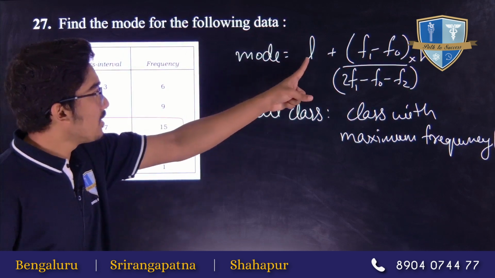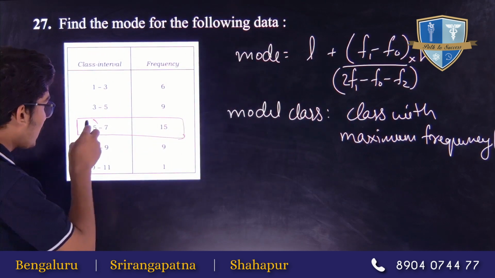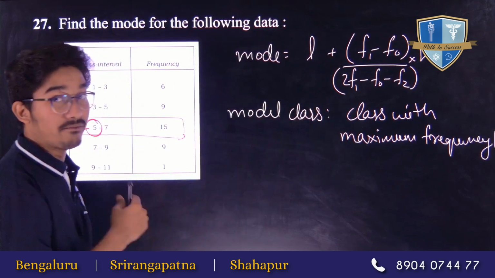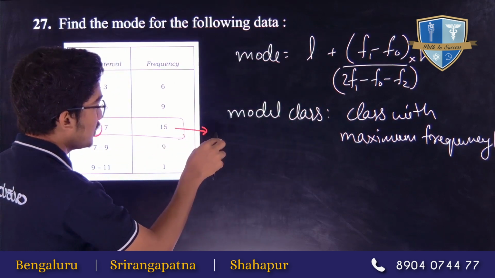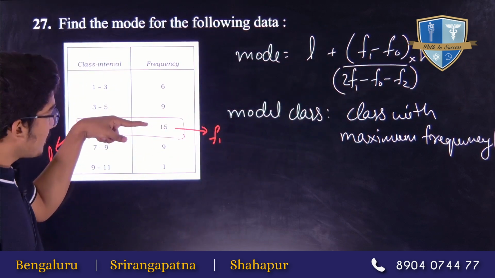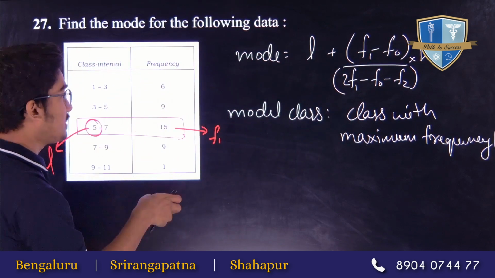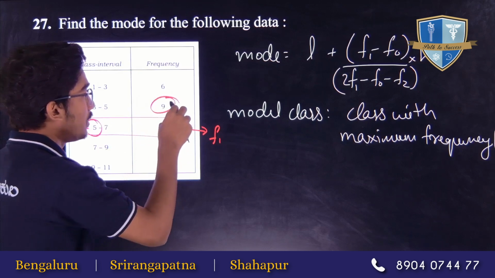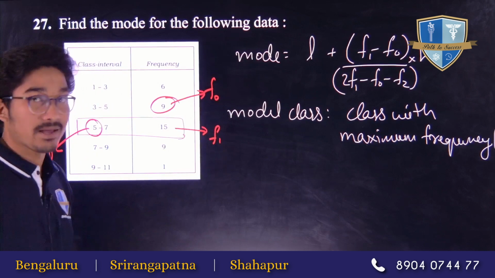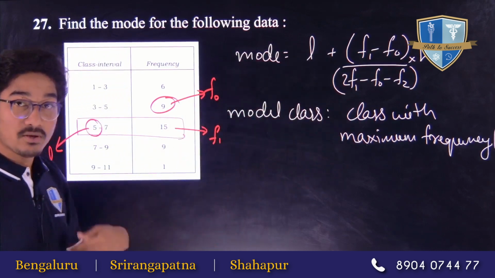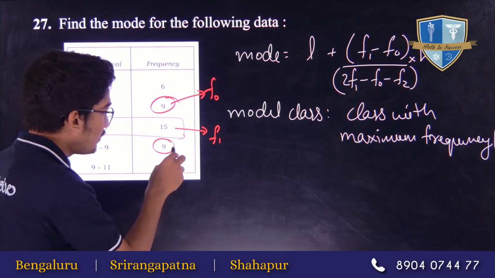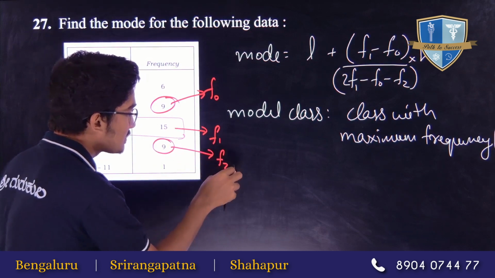Correct? So L will be the lower limit of the modal class. So this is our L. And F1 is the frequency of the modal class. So this is our F1. F0 is the frequency of the preceding class. If this is the modal class, the class just before it will be our preceding class. So the frequency of the preceding class is 9. So this is our F0. F2 is the frequency of the succeeding class, that is the class just after the modal class. So this will be our frequency of the succeeding class.